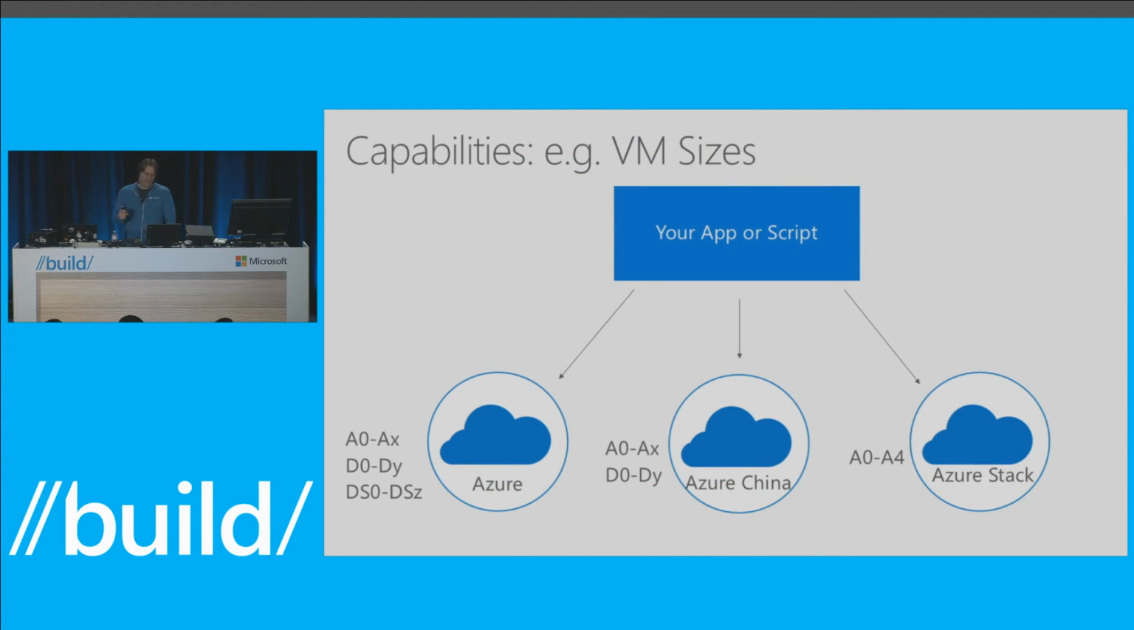Capabilities, so things like VM sizes. Not all clouds will be capable of hosting the same hardware, right? Certain sizes are available in Azure, may not be available in Azure China, and that applies to Azure Stack. The person who's deploying Azure Stack may choose hardware that is not of G kind, right? The G sizes in Azure, very large.